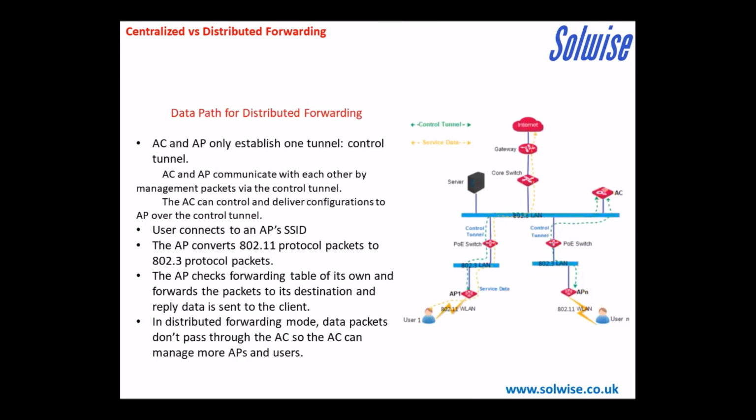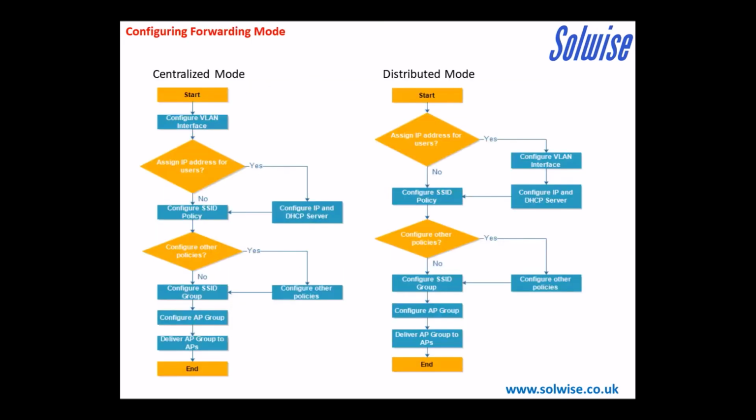So if we go back to that example, that's what it means here. If you're in centralized mode, you may have to configure a VLAN interface for the controller to connect to the internet router. If you don't use a VLAN tag for internet traffic to the router and hence to the outside world, then that stage can be completely ignored. Then, the next stage is, do you want to assign the IP address to the users by the controller, or do you want to use another DHCP server on site? If yes, then configure the IP of the DHCP server. If no, go straight to configuring the SSID setup.